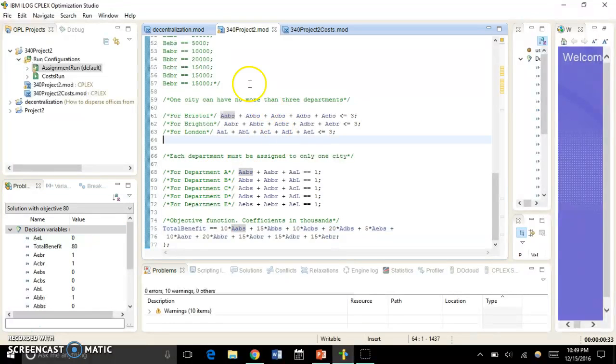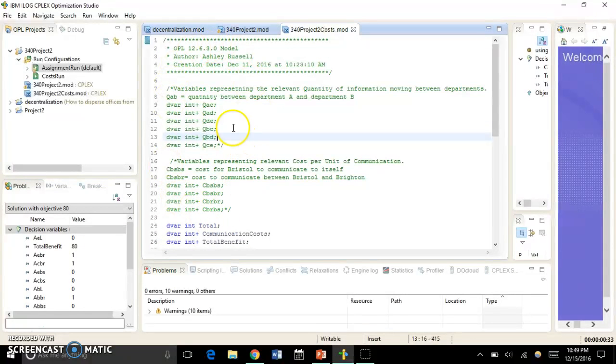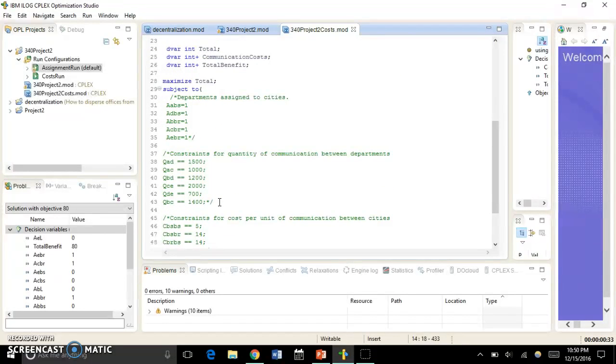Okay, so now let's go over to the costs model. So I just put these in here just as a reference. So these are the variables representing the relevant quantity of information moving between departments. So these are the only relevant departments once assignments are made. And same with here, these are the only relevant costs per unit of communication. In the original model, there were a bunch of these, and really all we need is these ones I have here. So we're trying to maximize our total benefit overall.